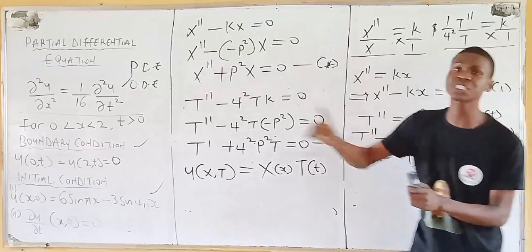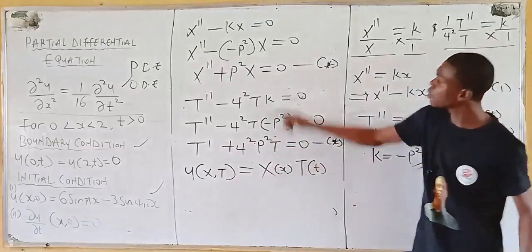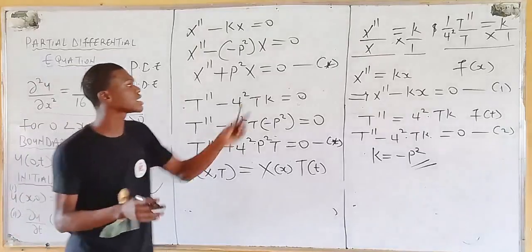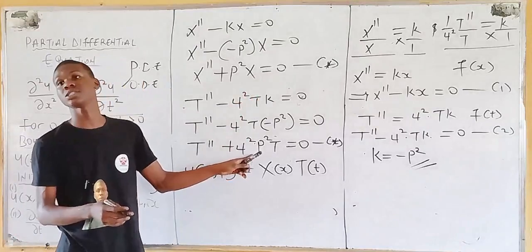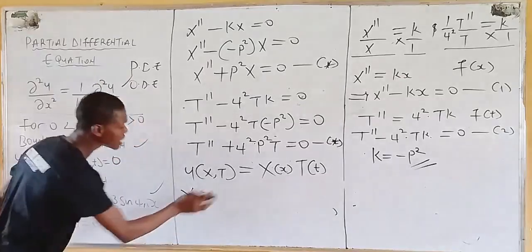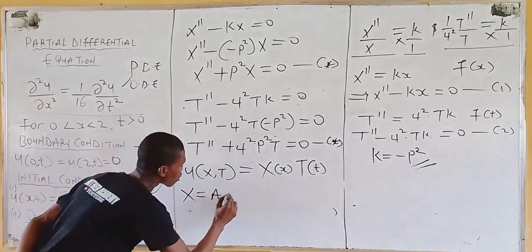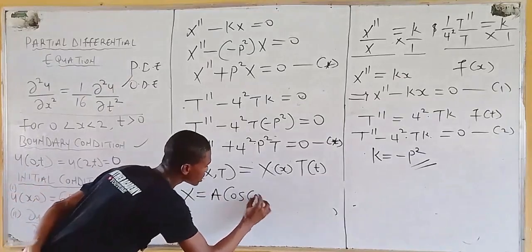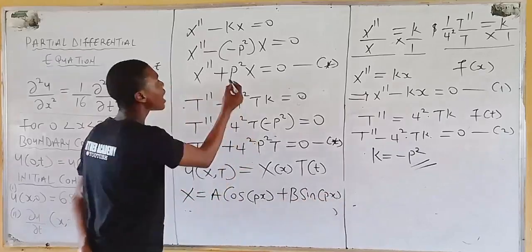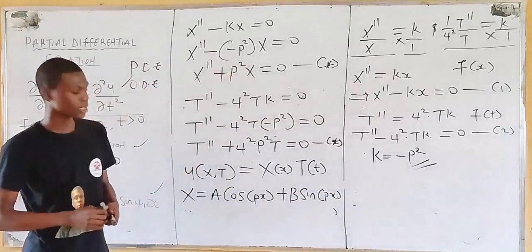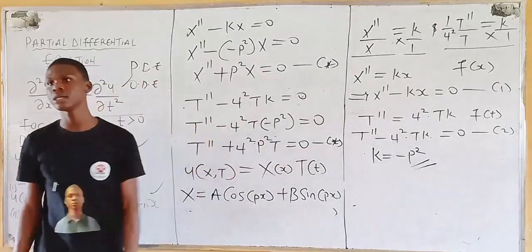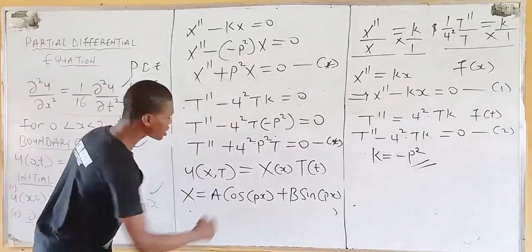Every differential equation has its general solution. By the time you observe this first one and this second one, you will see there's no difference. They are similar, meaning the solution for this will also be similar to this. So for this first one, x as a function equals a cos px plus b sine px. Observe that px becomes the angle. So what will be your angle here? 4pt. That will be your angle. Now, this is your x function.